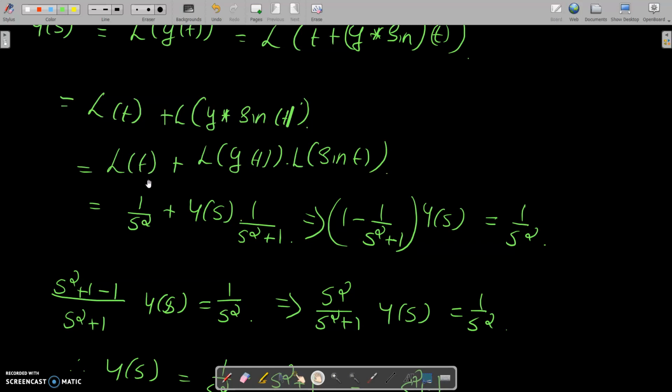The Laplace transform of t is given by 1 by s square, plus the Laplace transform of y of t, which is Y of s, and L of sin t is 1 by s square plus 1. This implies 1 minus 1 by s square plus 1 into Y of s is equal to 1 by s square.